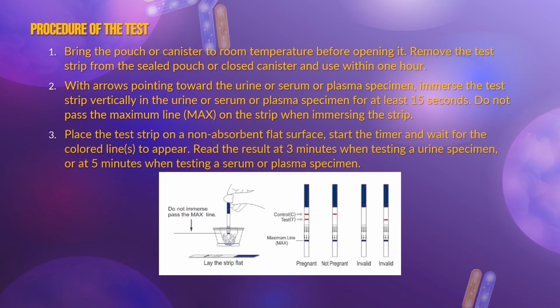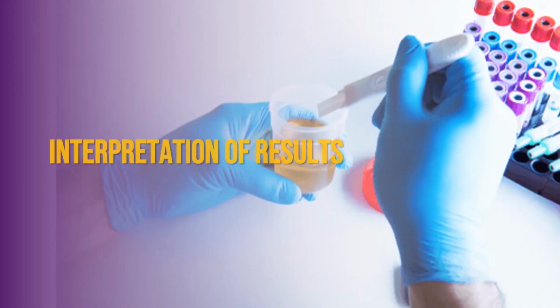Third, place the test strip on a non-absorbent flat surface. Start the timer and wait for the colored line to appear. Read the result at 3 minutes when testing a urine specimen or at 5 minutes when testing a serum or plasma specimen. Note, a low hCG concentration may result in a weak line appearing in the test line region. After an extended period, do not interpret the result after 10 minutes.